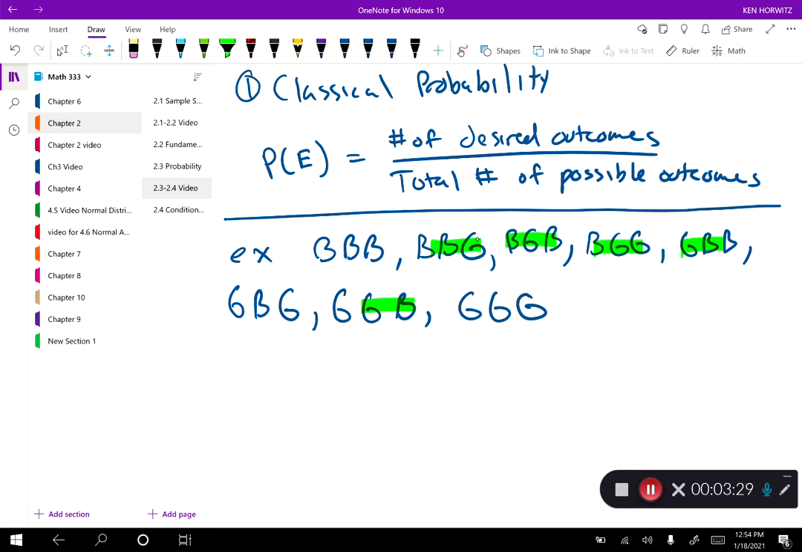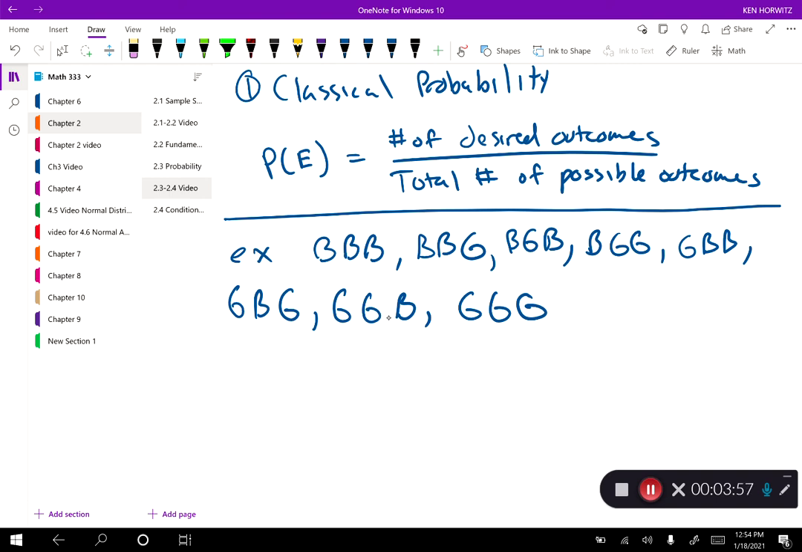Let's. That was a mistake. Okay, and that was a mistake. And let's try this one more time. And that was a mistake. I'm just trying to eliminate the highlighter. That way I can highlight other things.